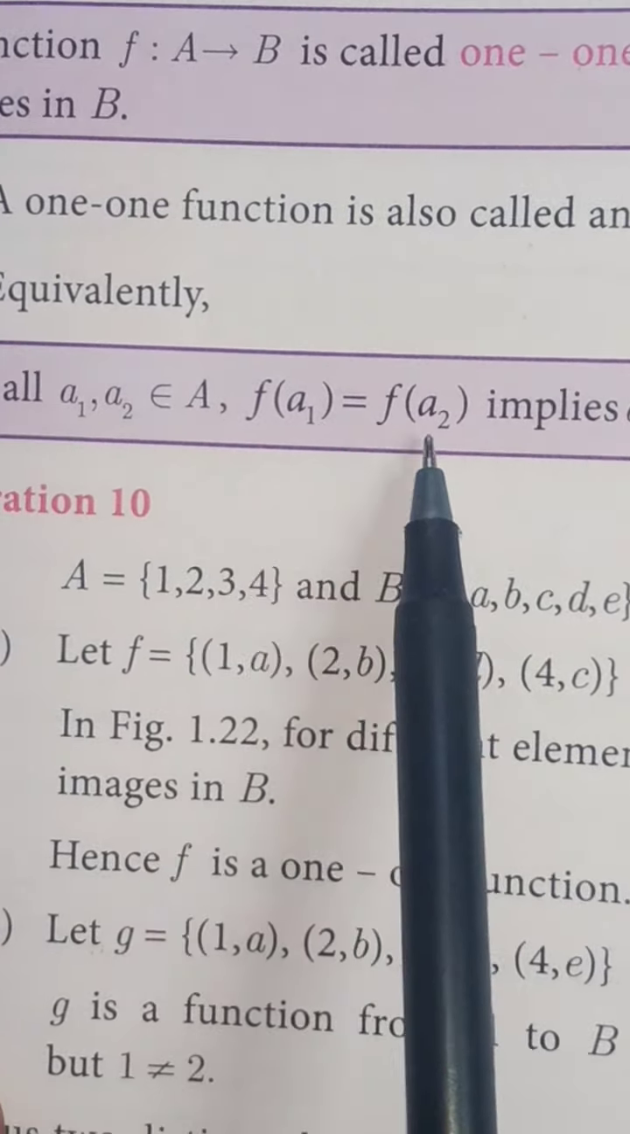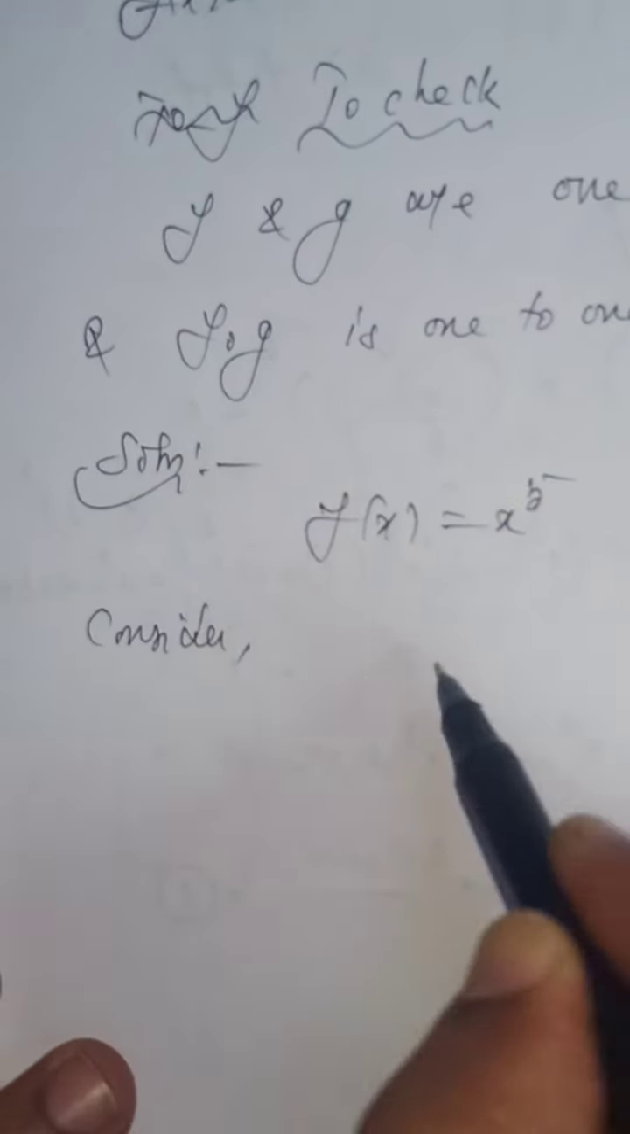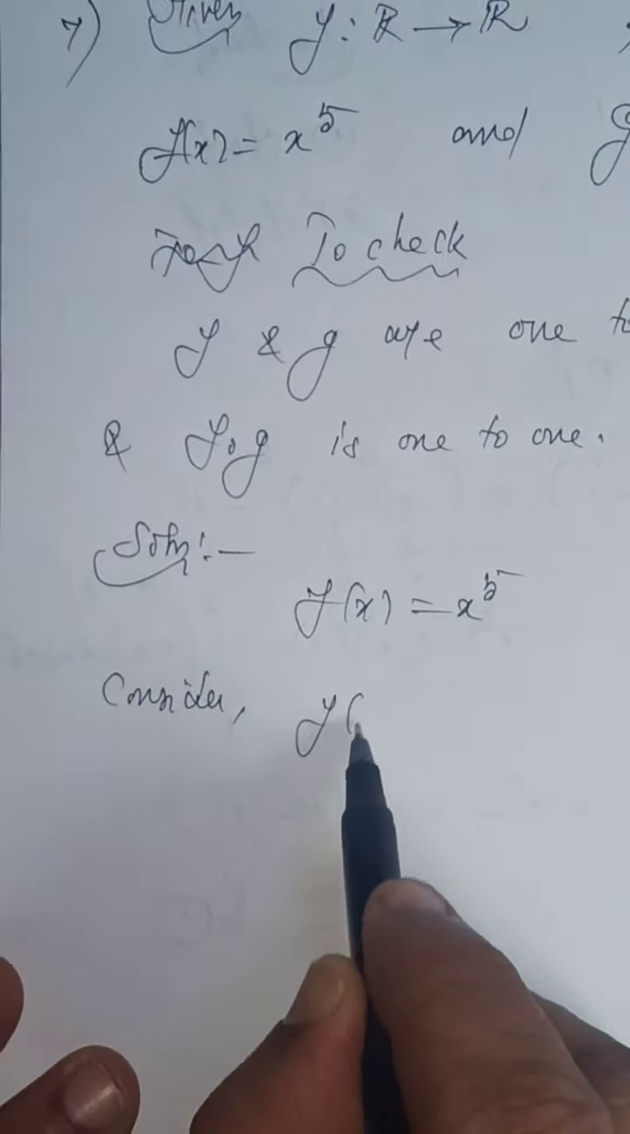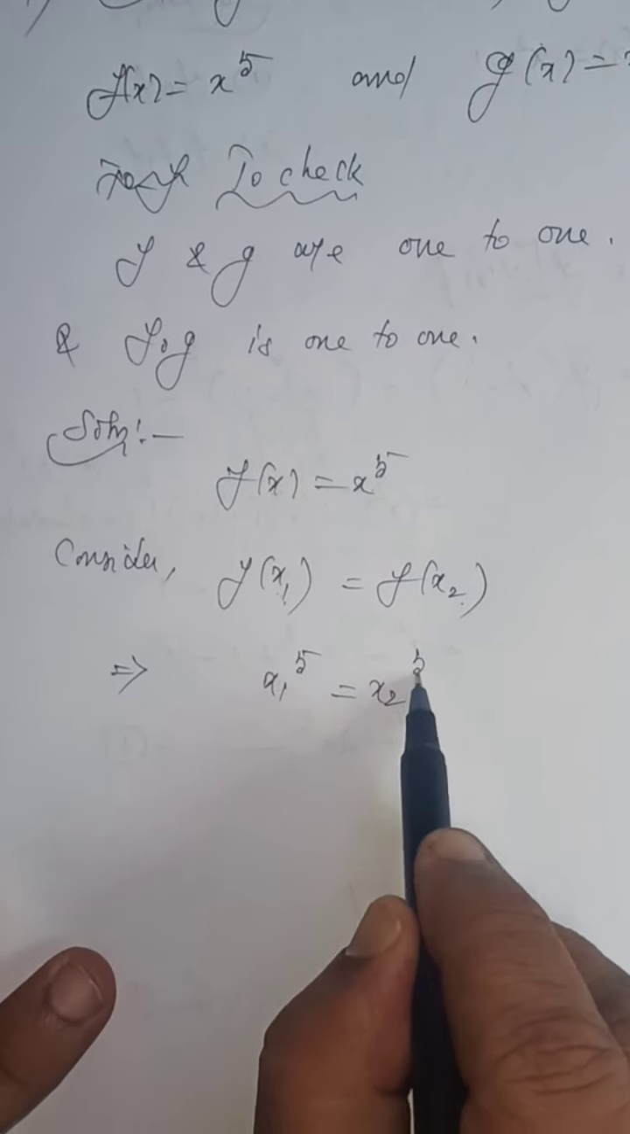Right, now I take f of x equal to x power 5. Consider f of x1 equal to f of x2. Two different inputs, one is x1, another one x2. If I prove x1 is equal to x2, then we can say f is a one-to-one function. Here x, here x1, so replace x by x1, you will be getting x1 power 5. Here replace x by x2, you will be getting x2 power 5. What's the power here? 5. 5 is an odd number, correct?